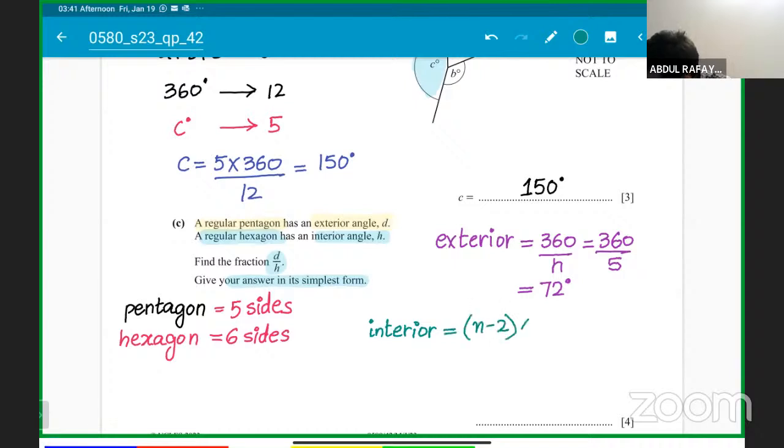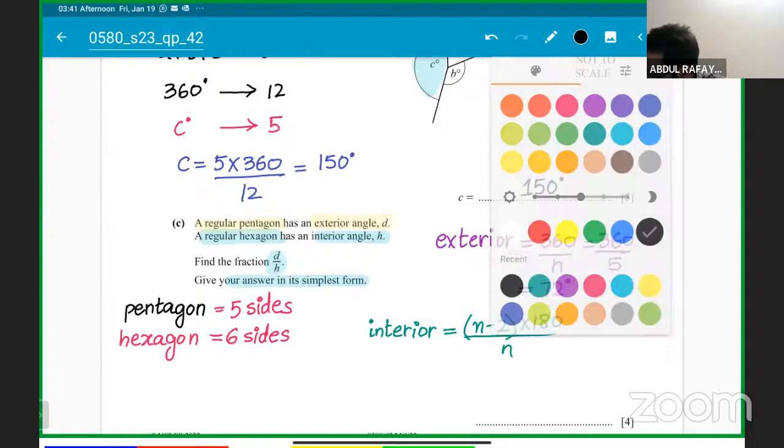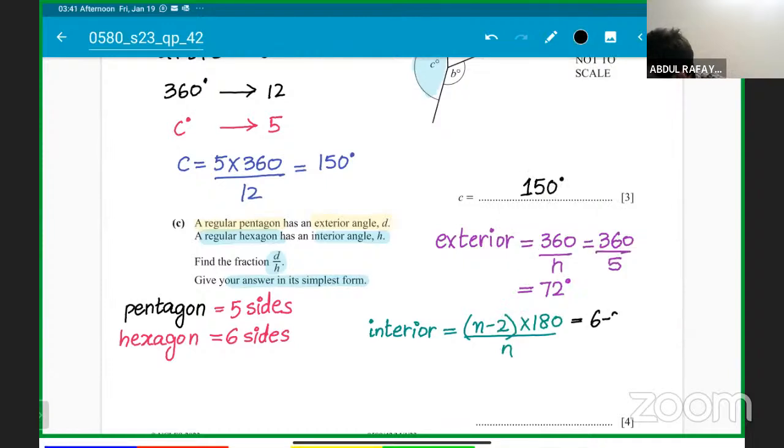Each interior angle is n minus 2 times 180, divided by n. Applying the formula, 6 minus 2 is 4, and 4 times 180 divided by 6 will give you the interior angle as well. Everyone got this clear? So that is coming 120 degrees.